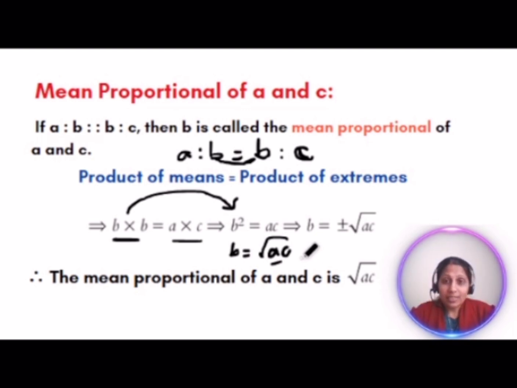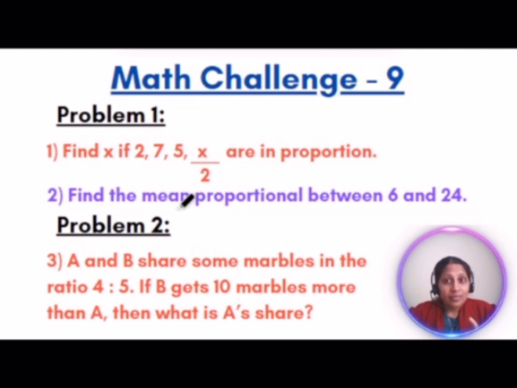Okay, so now here comes your challenge for the day, which is problem 1 and falls in the first set, which is finding the fourth proportion and the mean proportion. So find x in the proportion 2, 7, 5 and x by 2. If they are in proportion, find x. The next one is finding the mean proportional between A and C, that is 6 and 24. So now you know all the relationships, apply them and get this. These two are completely based on the patterns or the formulas that we have heard before.